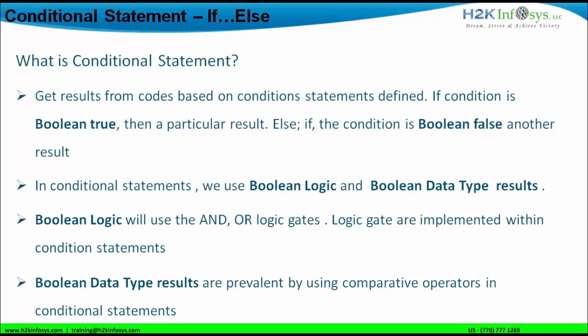As we have seen, in comparative operators we compare results by using comparative operation signs, like greater than, less than, greater than or equal to, or less than or equal to. So in conditional statements, we definitely use comparative operators, and the comparative operators throw the boolean data type result, true or false. Based on the true, the conditional statement will throw out a particular result. Based on the false coming out from the conditional statement, a particular result will be thrown out.